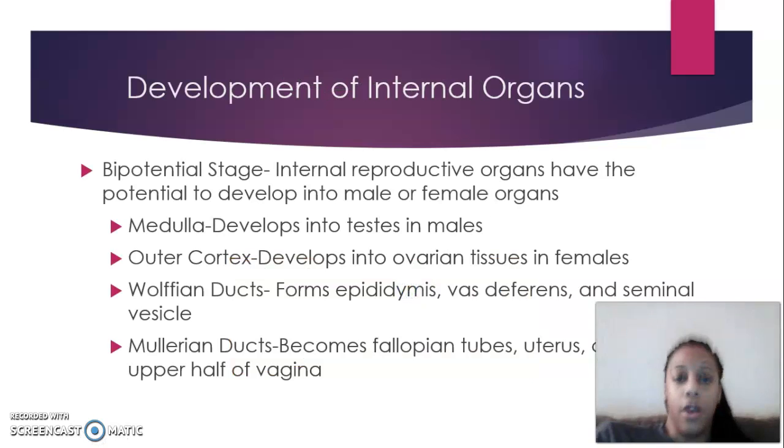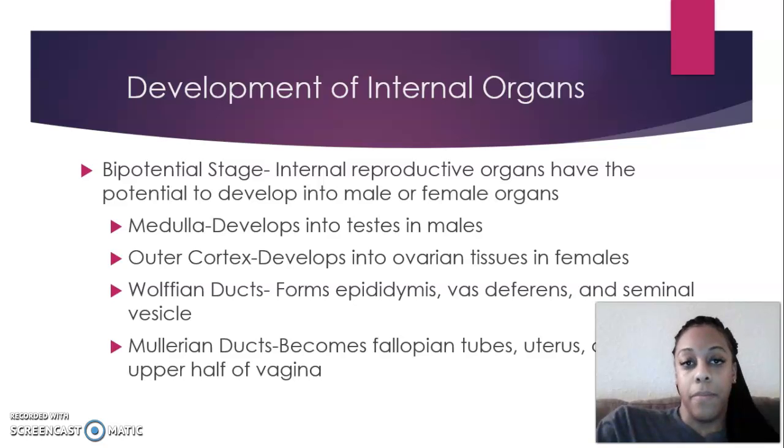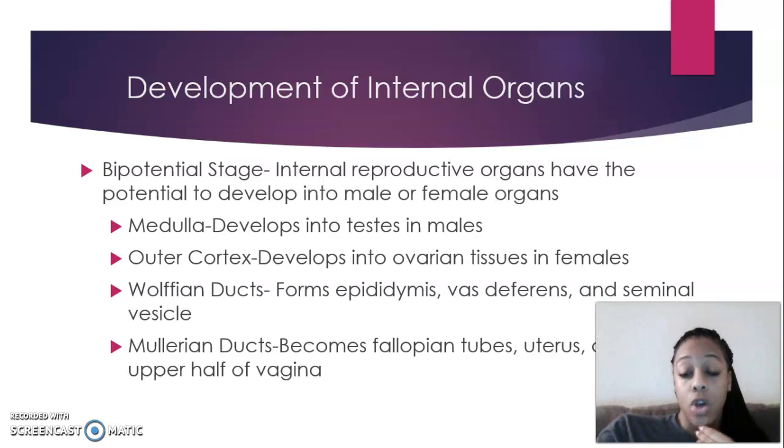Now we can talk about the early stages of development of internal organs. We're going to talk about the bipotential stage, which is the stage where internal reproductive organs have the potential to develop into male or female organs. The medulla develops into testes in males, and the outer cortex develops into ovarian tissues in females. Wolffian ducts form the epididymis, vas deferens, and seminal vesicle, and Mullerian ducts become the fallopian tube, uterus, cervix, and upper half of the vagina.